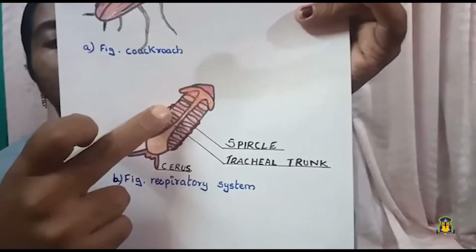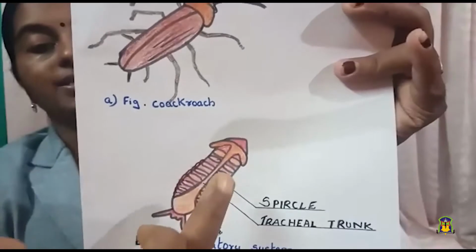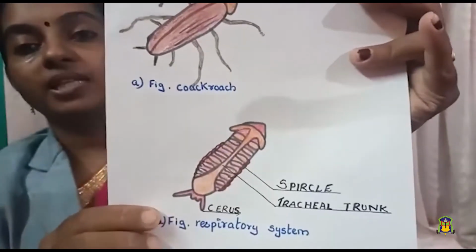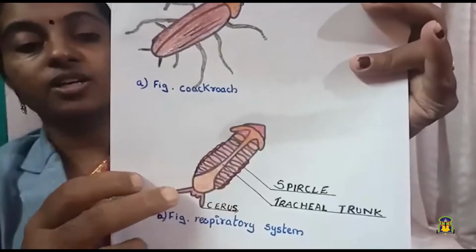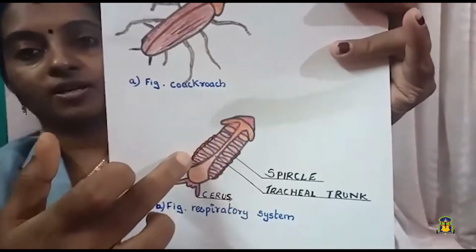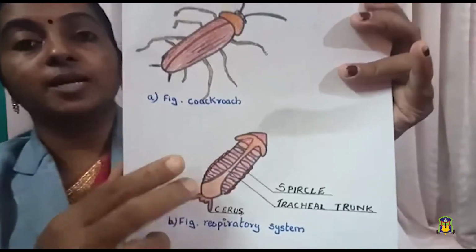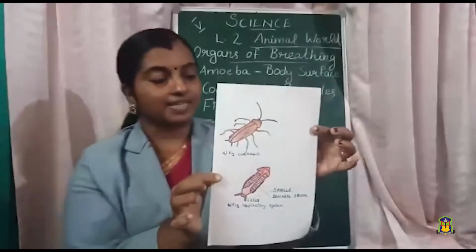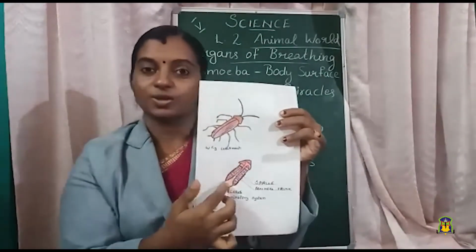See, these tiny openings are called spiracles, and this long tube in the center is the breathing tube. So this is the structure of the breathing organ of a cockroach. These openings are called spiracles, and this tube is called a breathing tube, which helps in the exchange of gases. See, this is a cockroach, and this is the breathing organ in a cockroach.